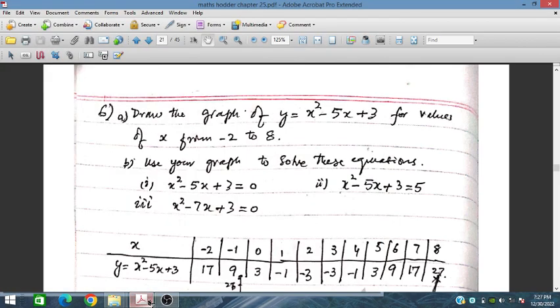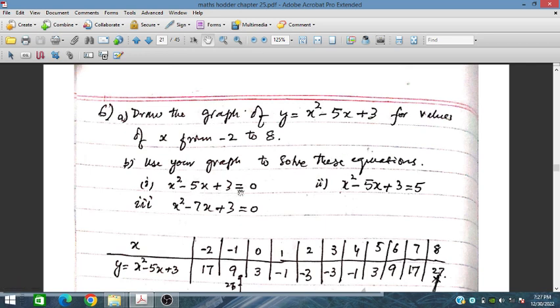Bismillahirrahmanirrahim. In this session, we will discuss exercise 25.2 for quadratic graphs and its relevant solutions. We will discuss question number 6: draw a graph of x square minus 5x plus 3 for values of x from minus 2 to plus 8, and use your graph to solve these equations.